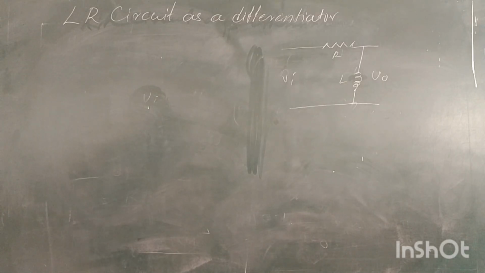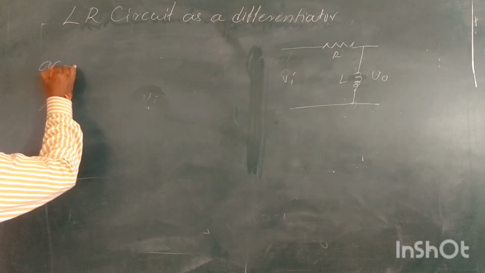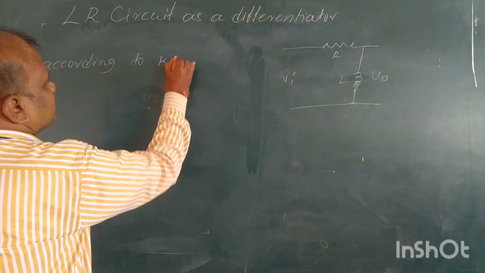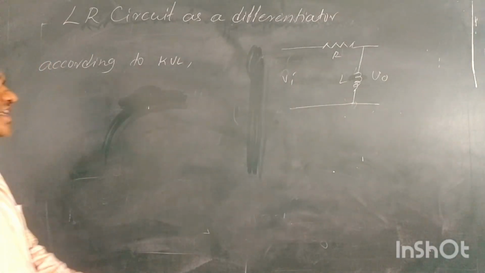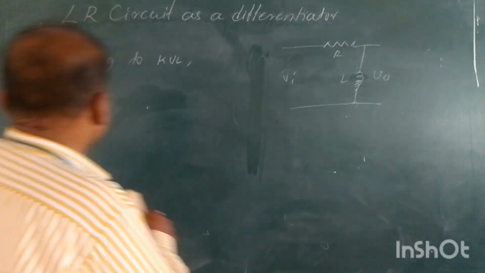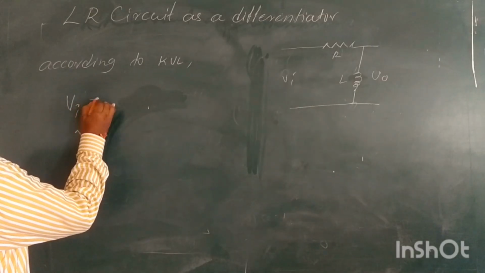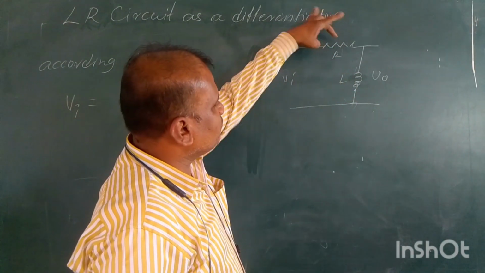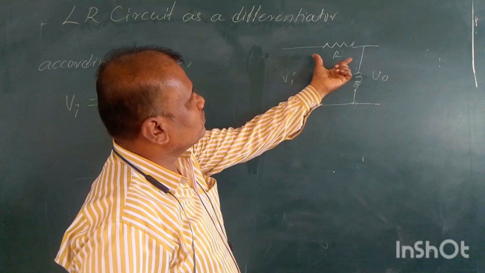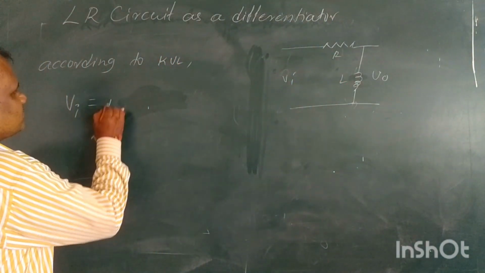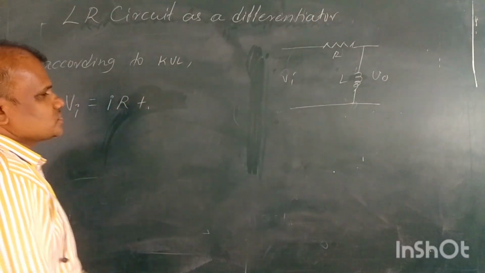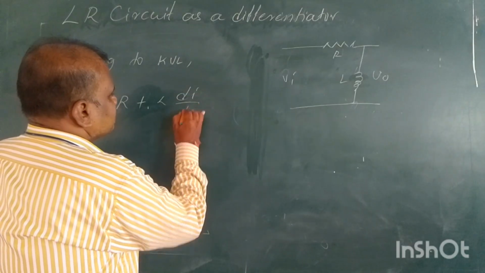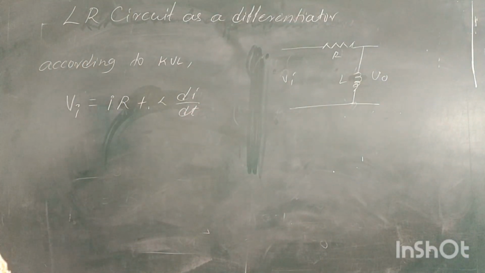Again I am going to make use of Kirchhoff law. According to Kirchhoff voltage law, the total supply voltage, which is our input signal voltage, should be equal to the sum of the remaining voltages. Here we have only two components, therefore the total supply voltage should be equal to the voltage drop across the resistor, which according to Ohm's law is V equal to IR, plus the voltage drop across the inductor, which is L di by dt. So this is according to Kirchhoff voltage law.